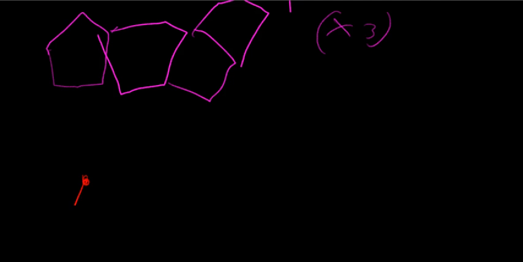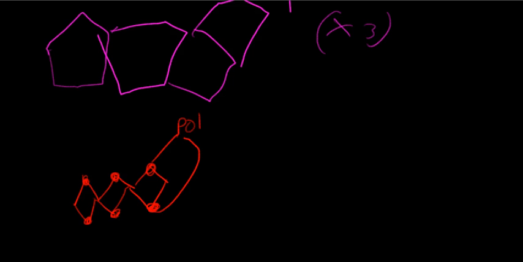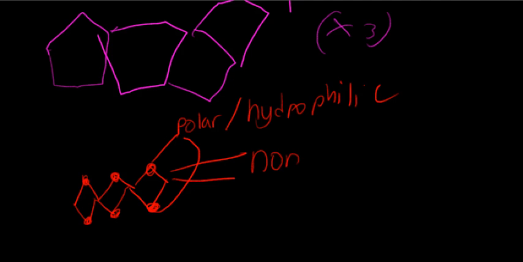The heads of a phospholipid are polar. So if I'm going to draw a cell membrane, these are the heads. These are polar or hydrophilic, which means they love water. And these are nonpolar or hydrophobic.